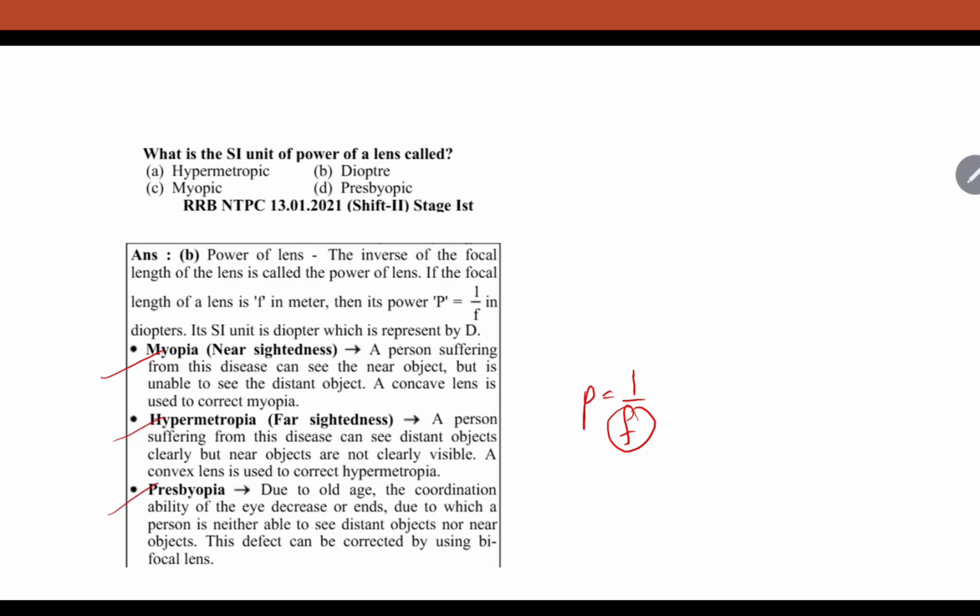Myopia can be corrected by using a concave lens, and hypermetropia can be corrected by using a convex lens. In a similar manner, presbyopia can be corrected by using a bifocal lens. These are the repeated questions that were previously asked in the RRB, NTPC, and in railways also.